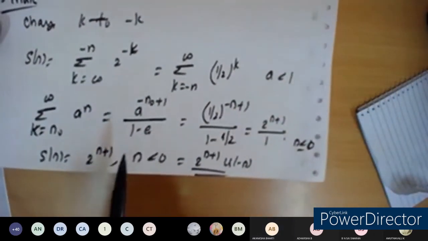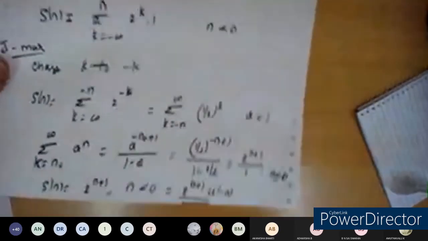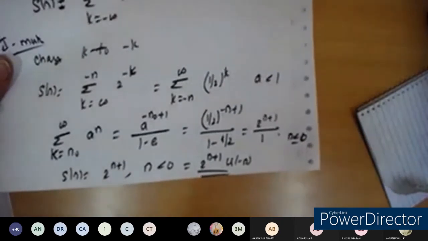Make a list of all the formulas at the end of your notebook, so that we can recall the formulas whenever we want.